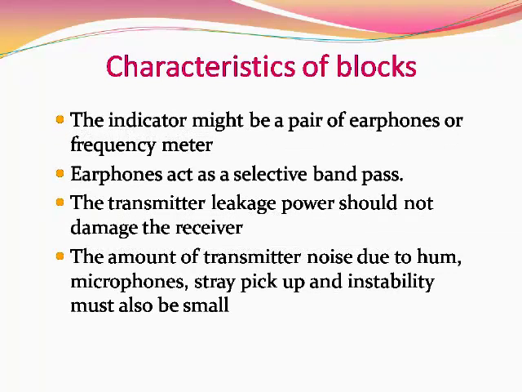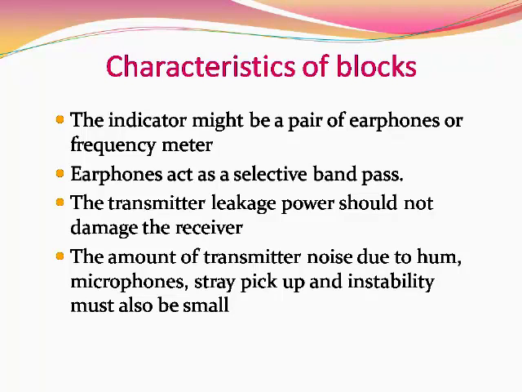Let us see something about the indicator. The indicator must be a pair of earphones or a frequency meter. A pair of earphones was the normal practice for a long time. Why? The earphones are better selective band pass filters. They are more effective if the target speed is very high or very low compared to an indicator. And different tones can be used to indicate different ranges of velocities.